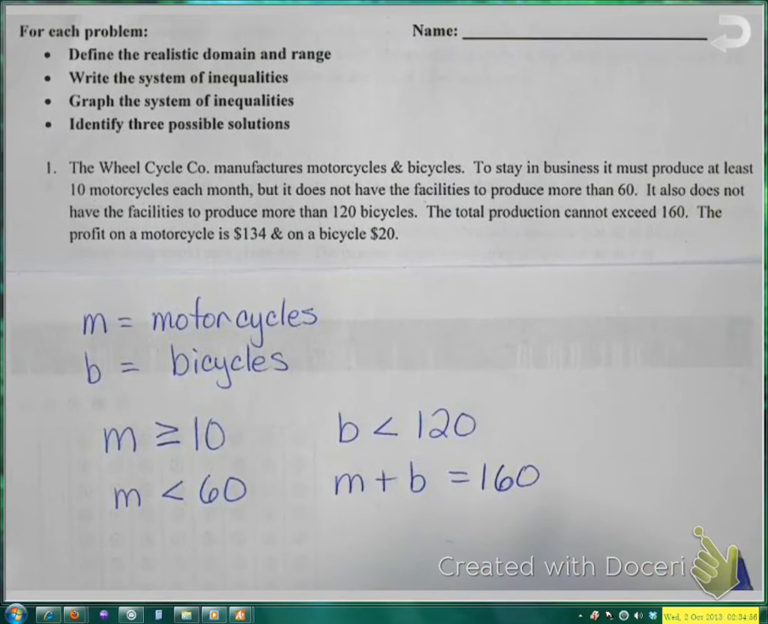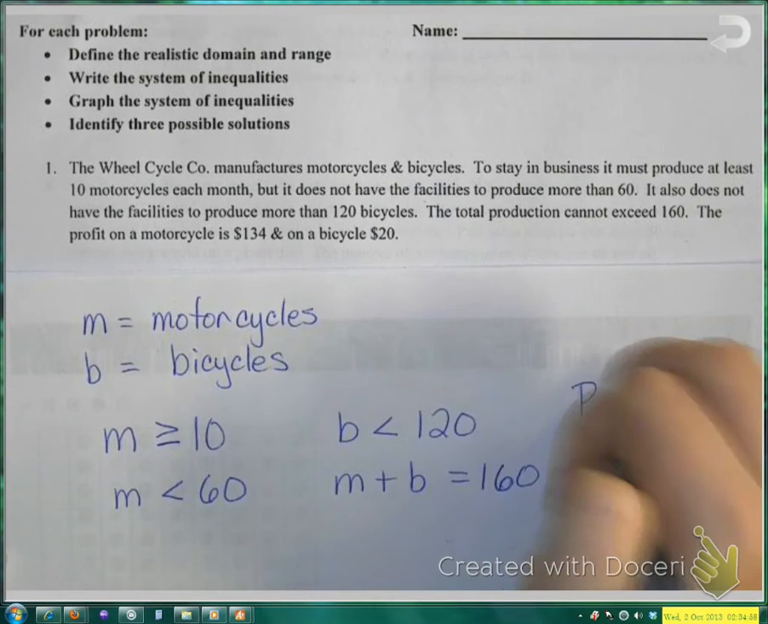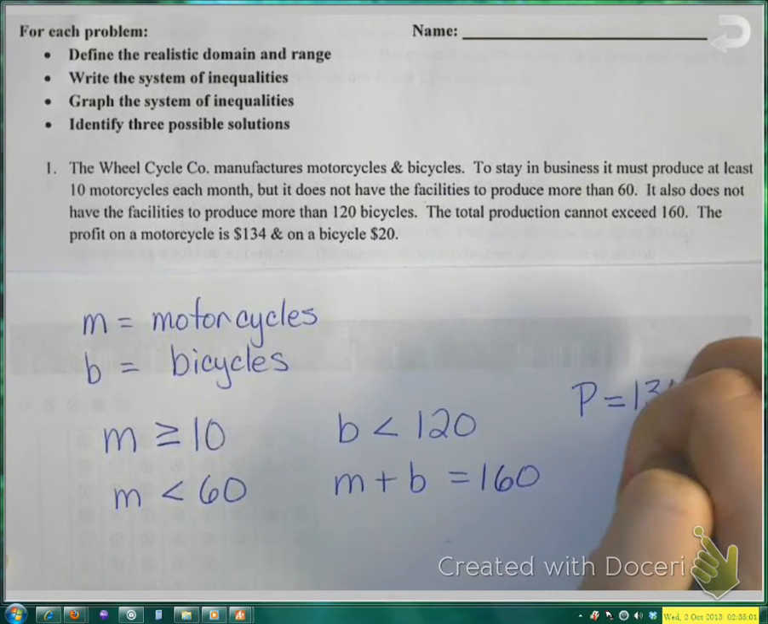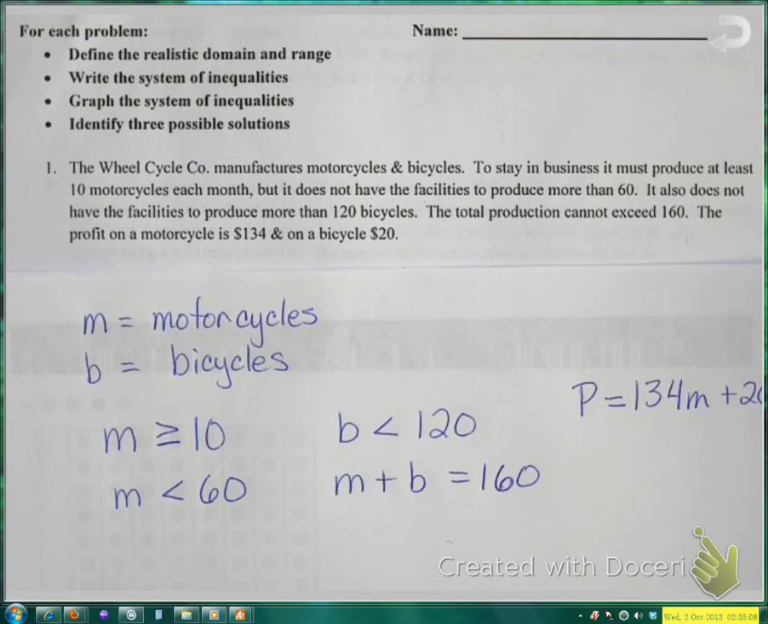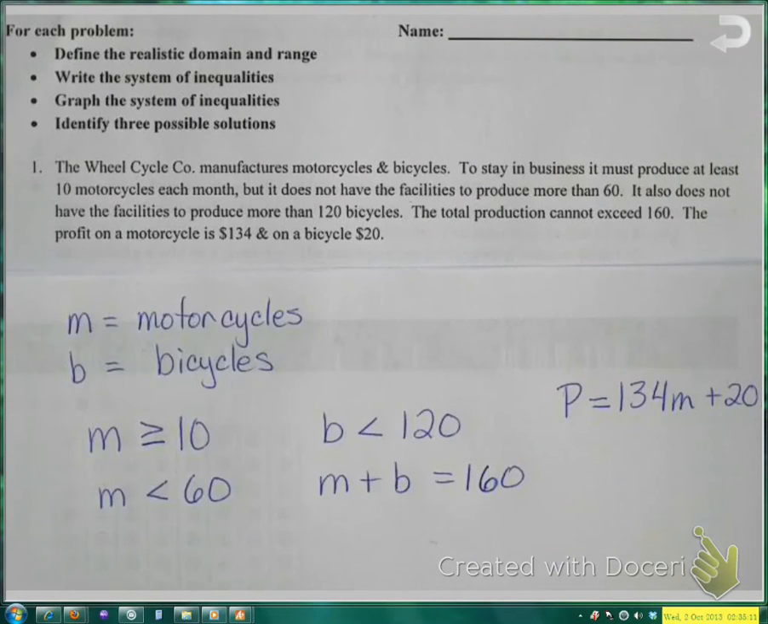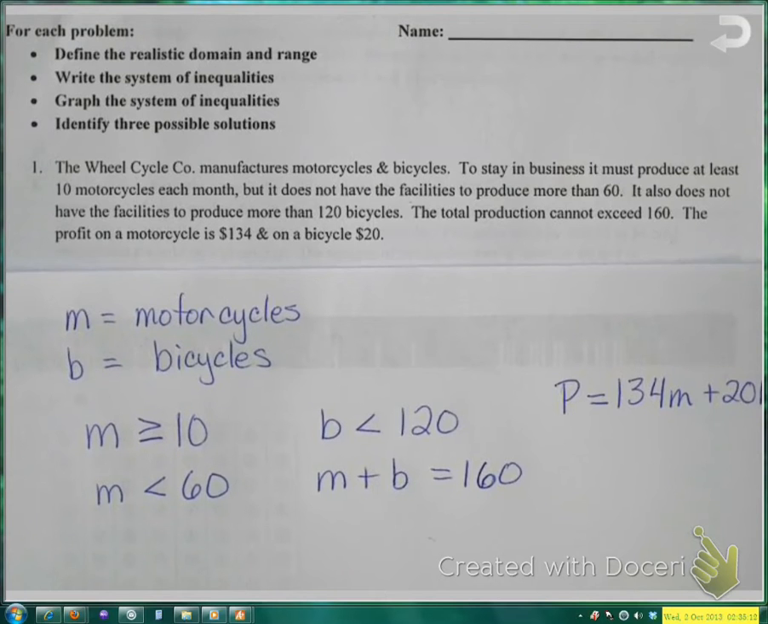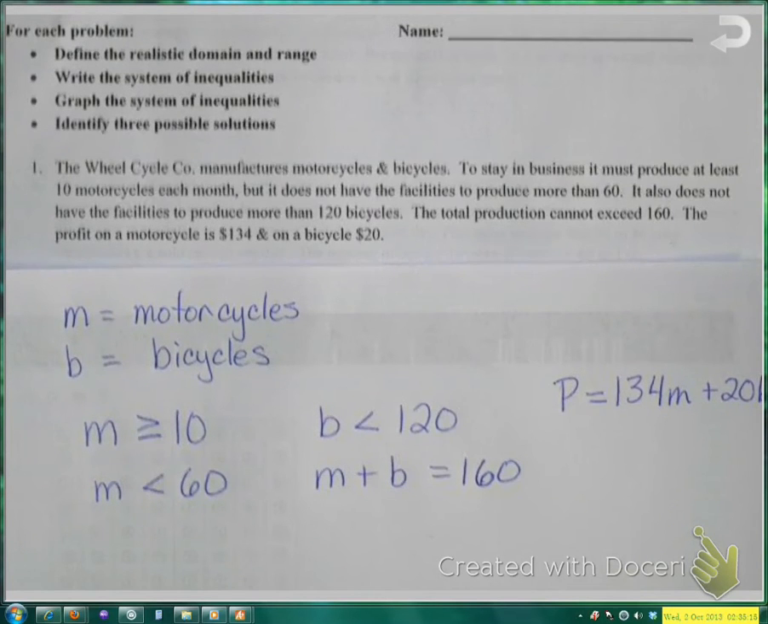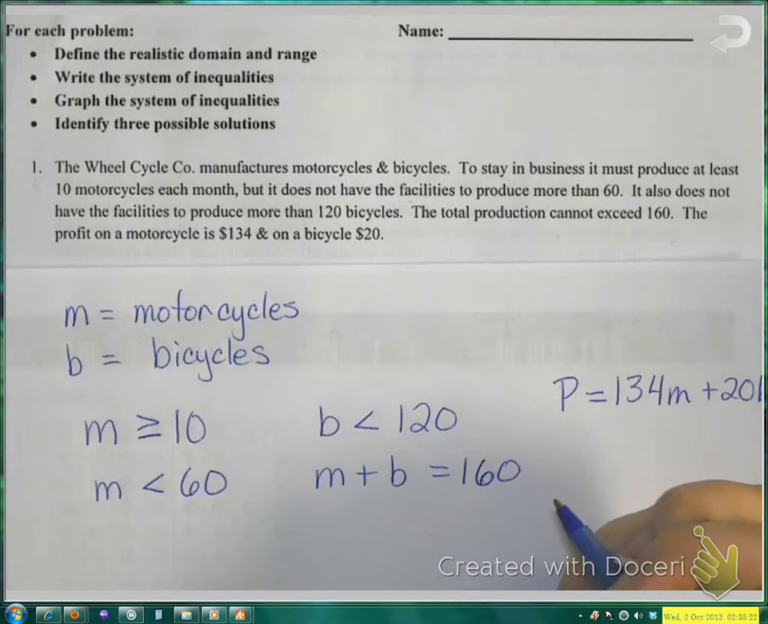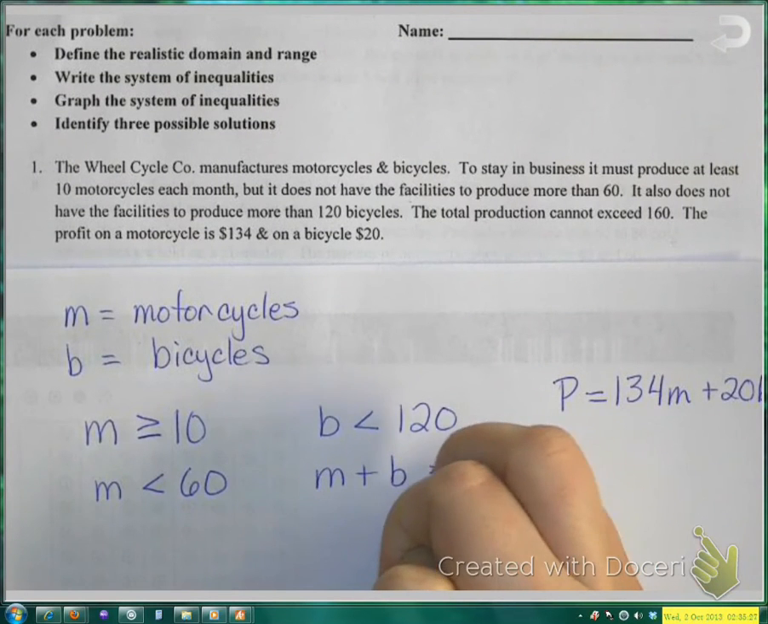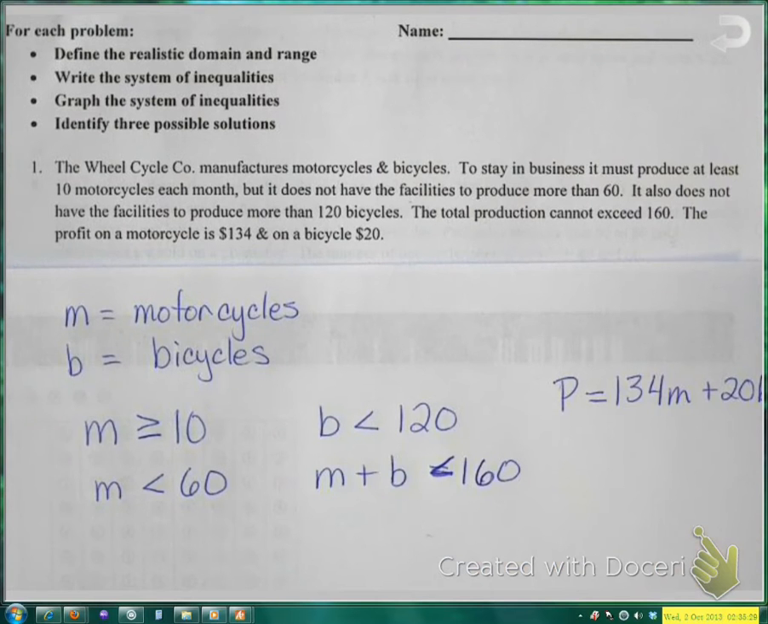All right? Then they give us this great information that tells us the profit is $134 for a motorcycle and $20 for a bicycle. Now the profit is actually extraneous information. We really don't need that in order to work our problem. So one of the things we're asked to do is write the system of inequalities. We just did that. We have these four beautiful inequalities. I put equals to. That's a problem. Cannot exceed, which means it must be less than. Not equal to. Must be less than.